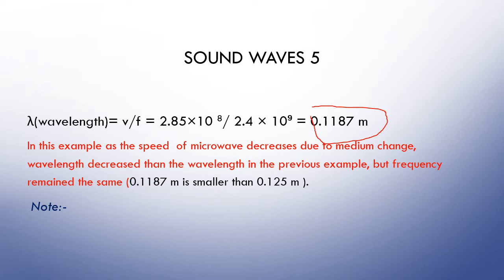So remember, the wavelength of the previous example was larger than this number, but the frequency remained the same. I think I told you this note before, but I'm going to tell you again: for waves in general, and especially for electromagnetic waves, when a wave travels from one medium to another, the wavelength changes with speed, while the frequency usually remains constant.